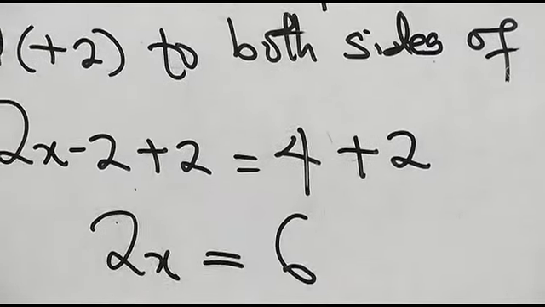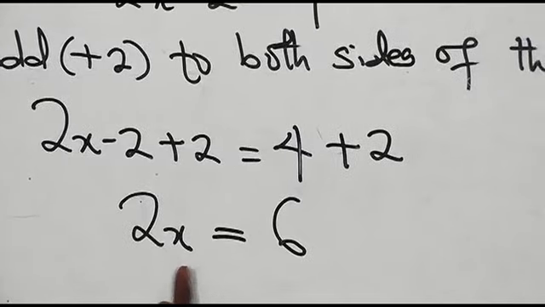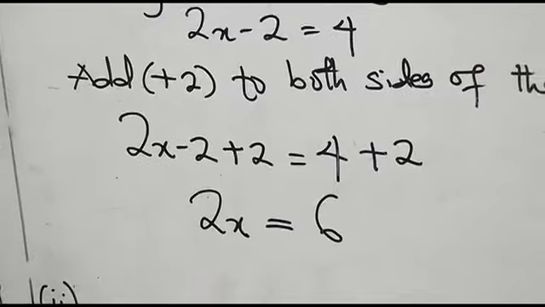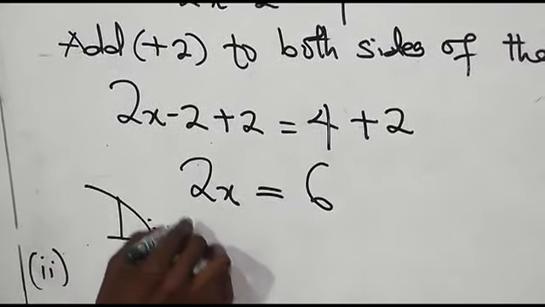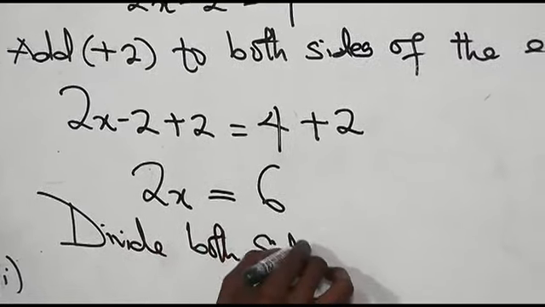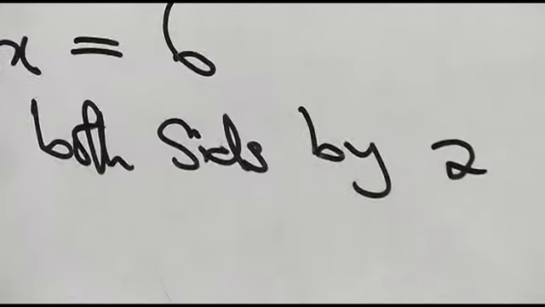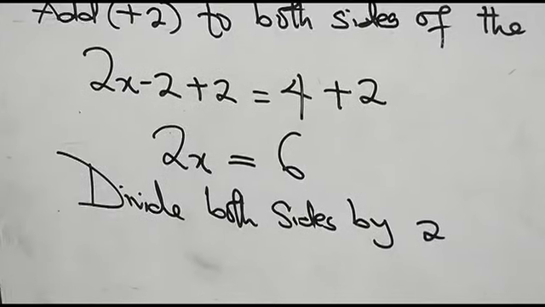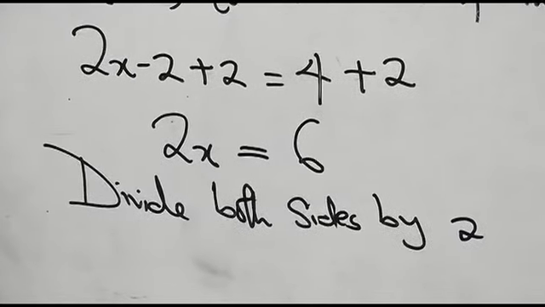I now have 6. Next is to obtain the critical value of x. What I do next is to divide both sides by the coefficient of x, which is 2. So here now we divide both sides by 2, because 2 is the coefficient of x. So now, to obtain the value of x, we divide both sides by 2.